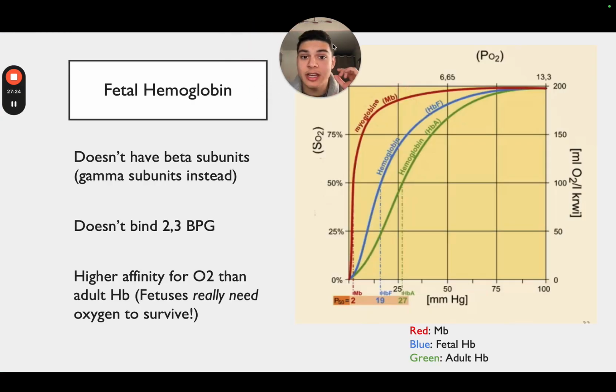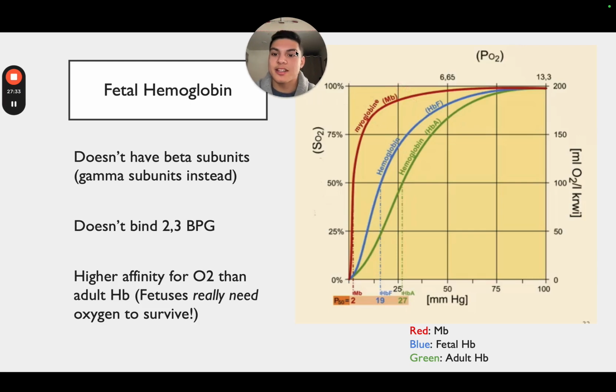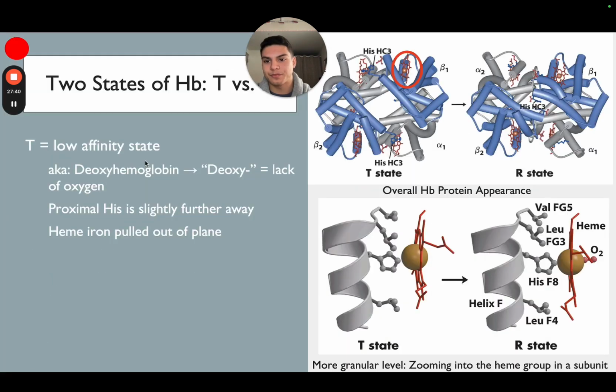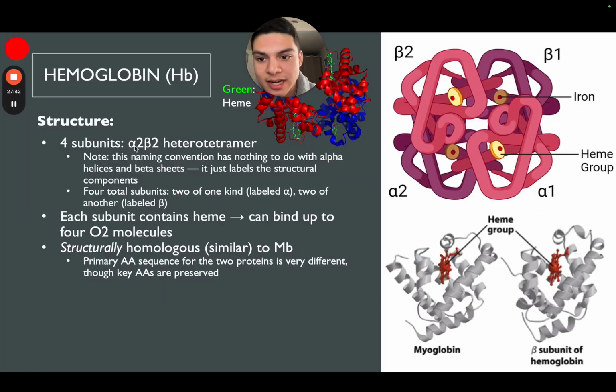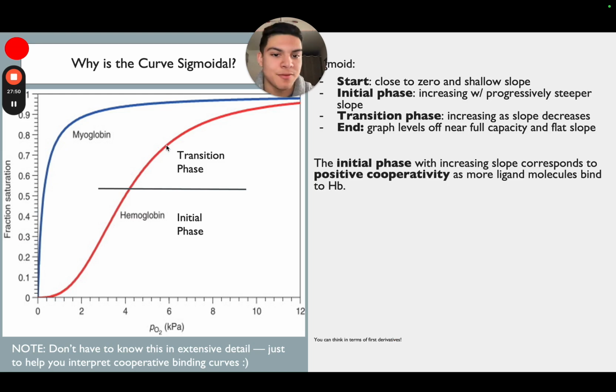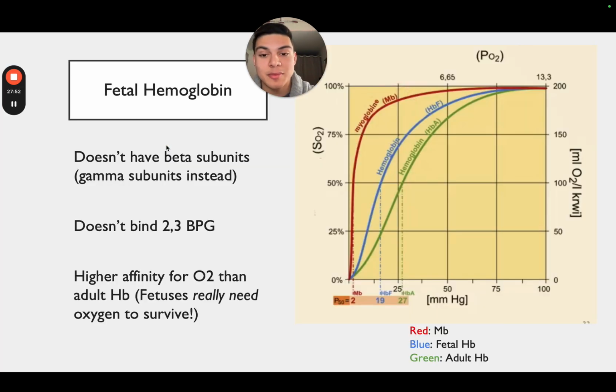So kind of distinguishing adult hemoglobin, which is what we were just talking about from the start till now, we're now going to talk about fetal hemoglobin. And essentially, fetal hemoglobin doesn't have beta subunits. They have gamma subunits instead. So remember that we had this alpha 2 beta 2. Instead of alpha 2 beta 2, we now have alpha 2 gamma 2. And this is important because it's a different isoform of the subunit. Isoform just simply means it's similar in function, but it has a slightly different protein structure.